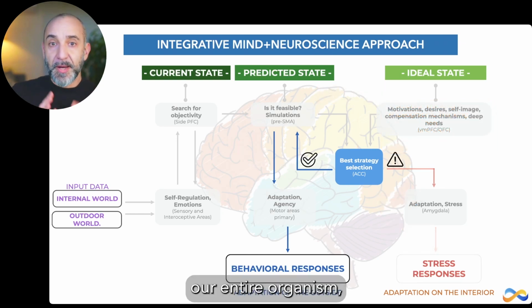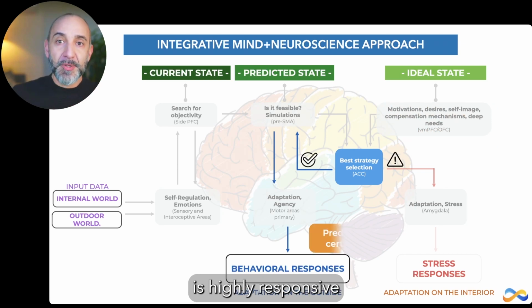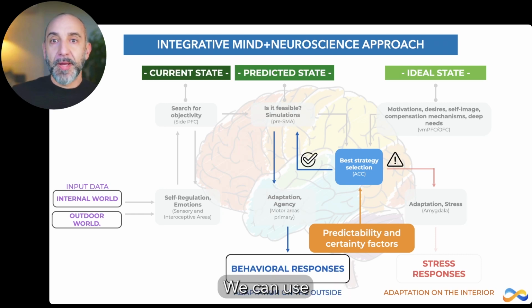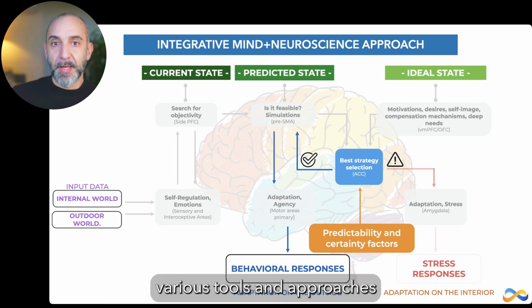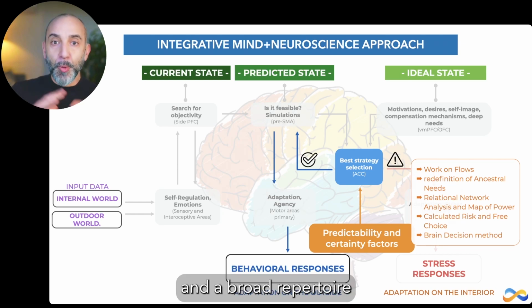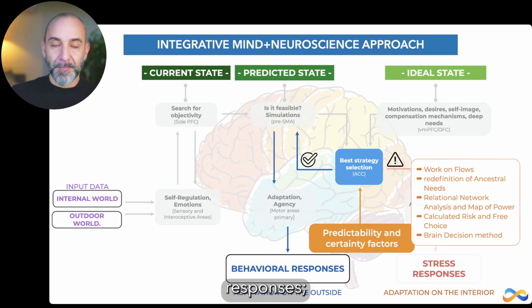Lastly, our entire organism, especially our brain, is highly responsive to uncertainty and unpredictability. We can use various tools and approaches to train mental, behavioral, communicative, and relational flows for rapid activation and a broad repertoire of context appropriate responses.